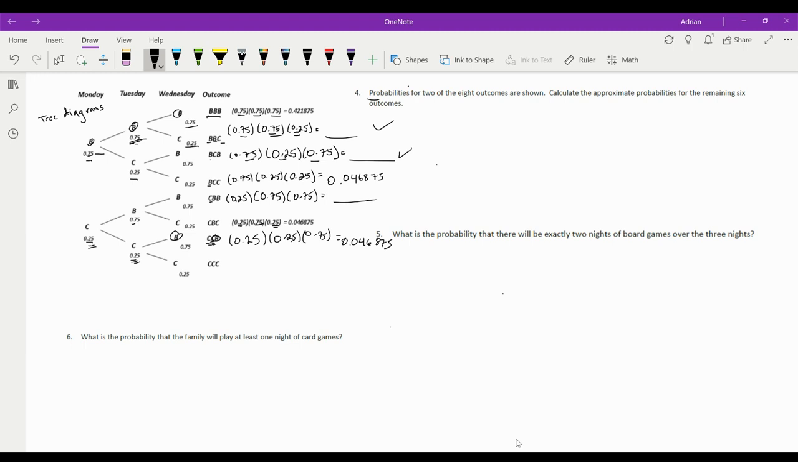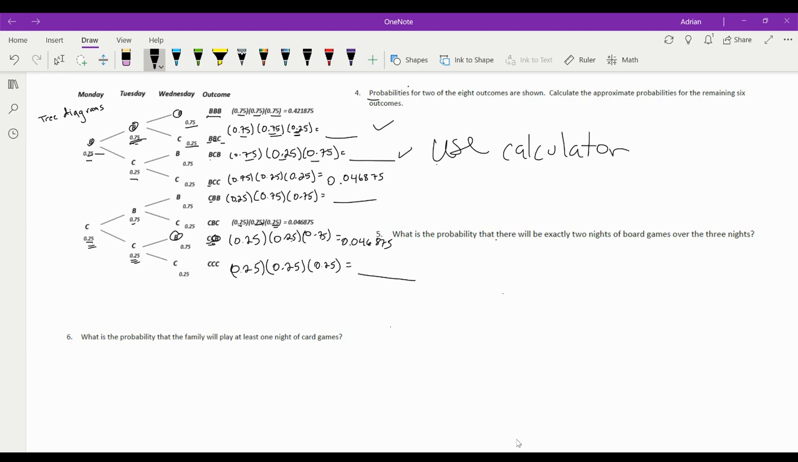Okay, now we have 25% times 25% times 25%. They're all C's. And so you'll multiply those 3 to get your new number. And so that is what 4 is asking. And you have a calculator, so I'm going to say use the calculator.